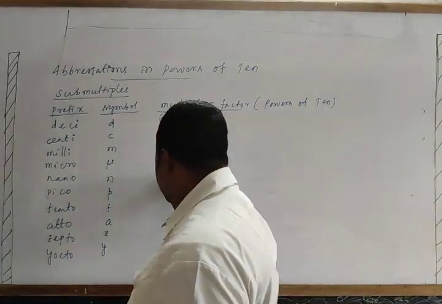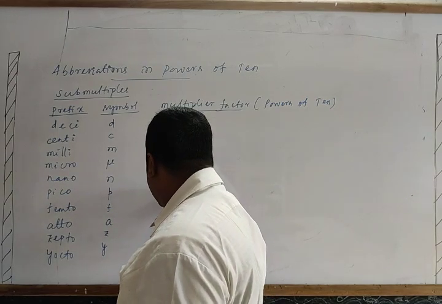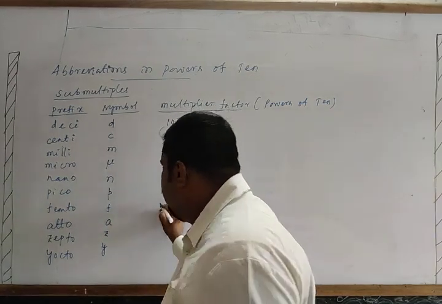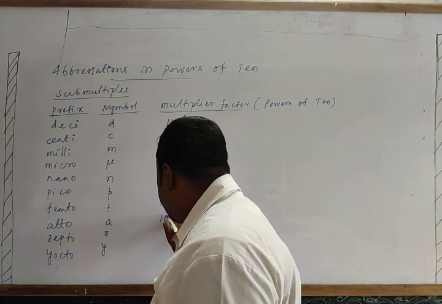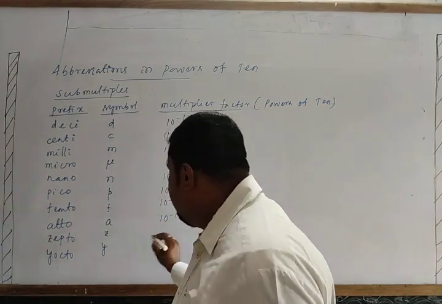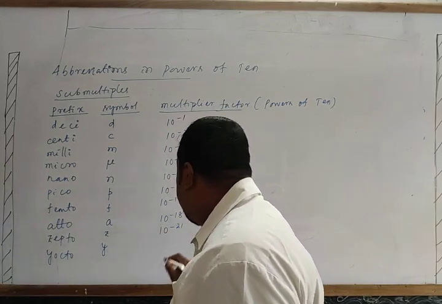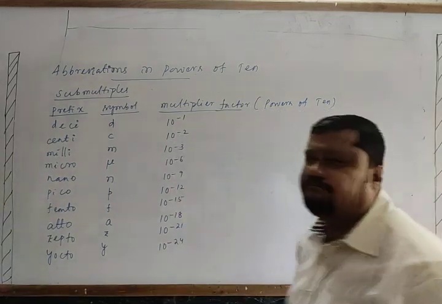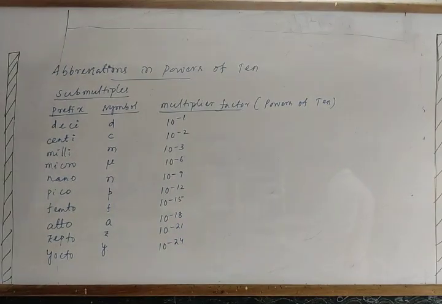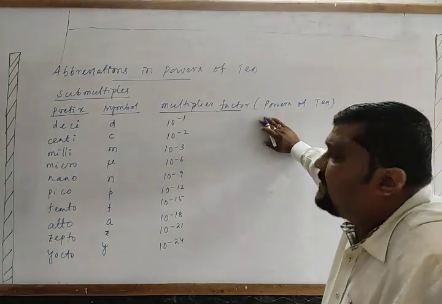Then nano means 10 to the power minus 9. Then pico means 10 to the minus 12. I am using steps of 3. Then femto means 10 to the power minus 15. Atto means 10 to the power minus 18. Then zepto means 10 to the power minus 21. And yocto means 10 to the power minus 24. Clear? 10 to the power minus 24. So this is the multiplying factor.